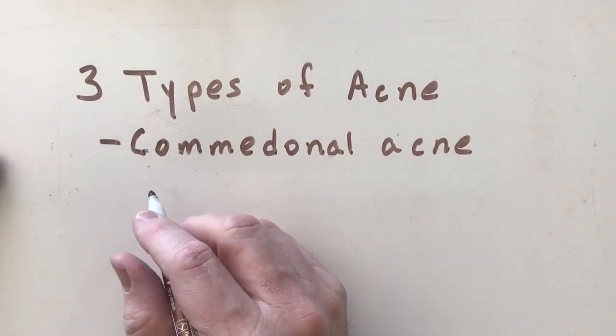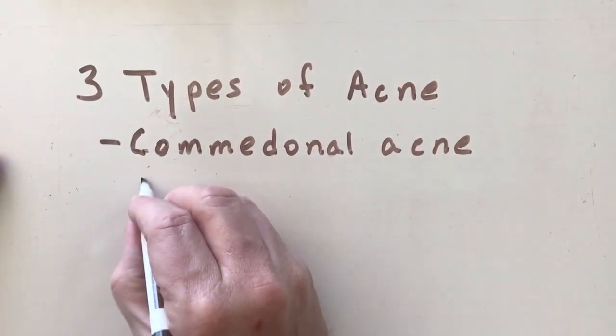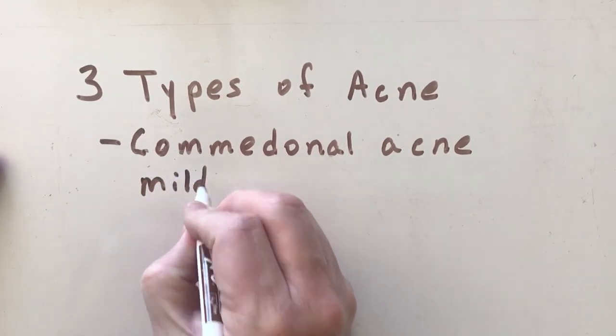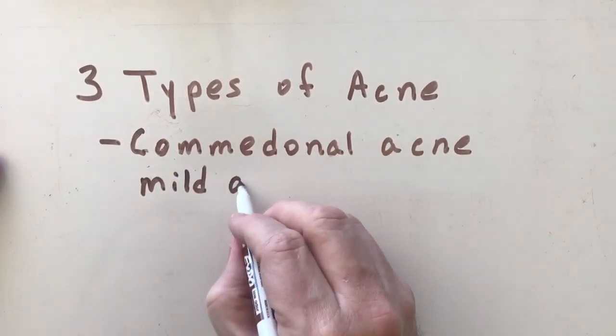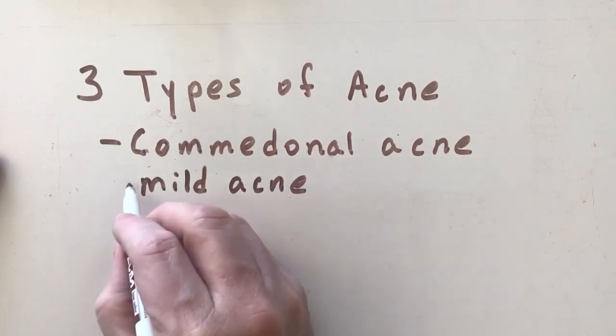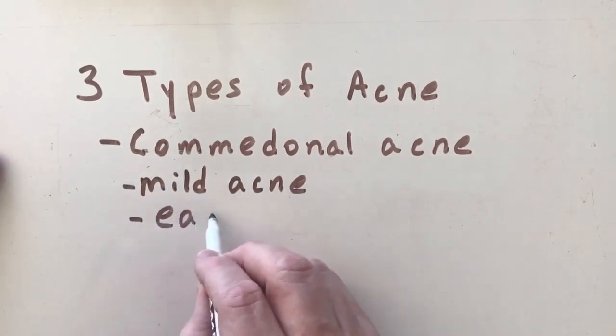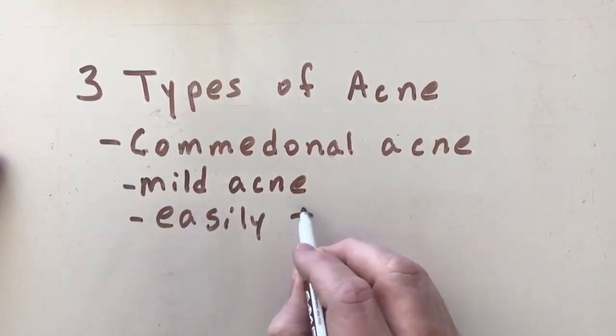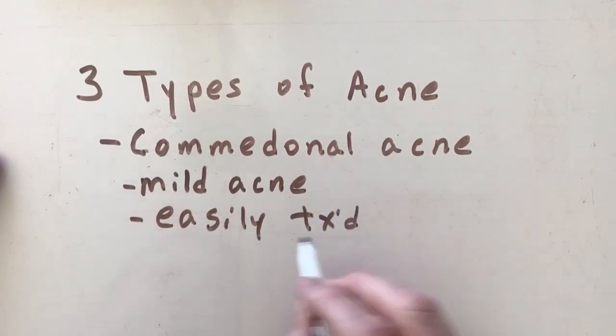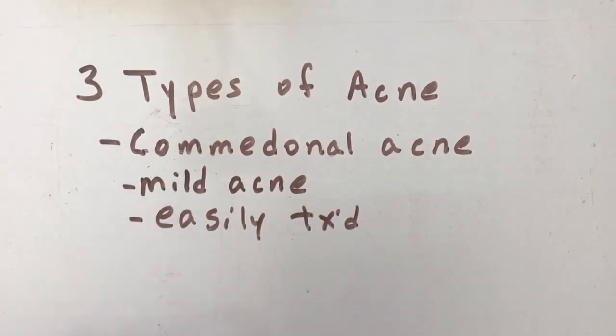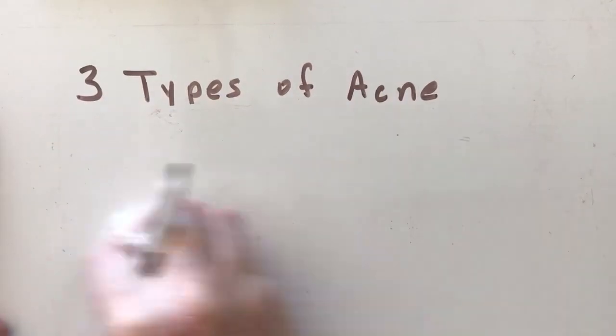This is basically just mild acne and it's easily treated. And this is the type that goes away on its own also. So it's mild acne and it's easily treated. Remember, TX means treated, okay? So that's comedonal acne. Let's now talk about inflammatory acne.